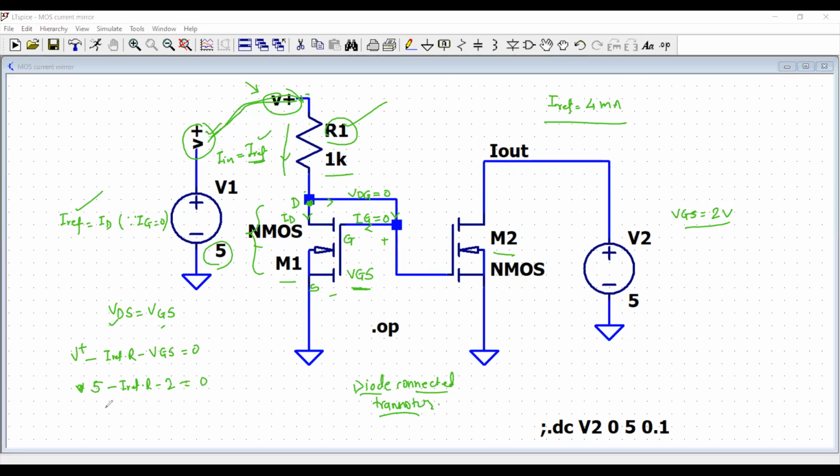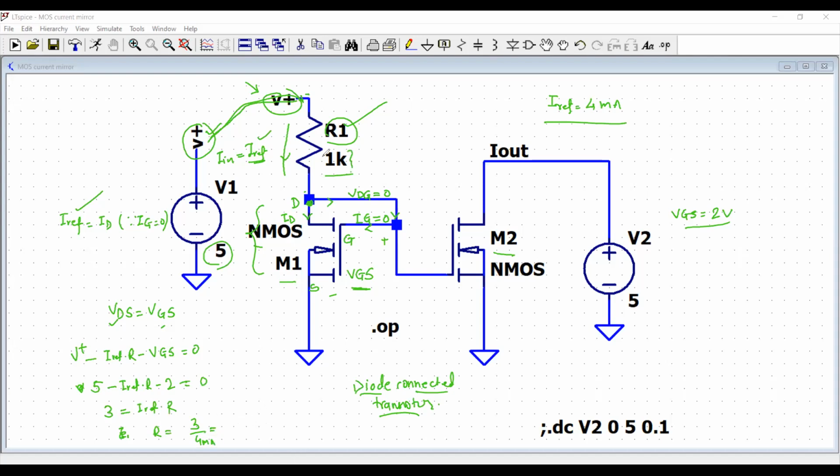Right here, it will be 3 equals I reference times R, and therefore, since I reference is given, R would be equal to 3 divided by 4. And accordingly, this 3 by 4 will be the value of the resistance that you need to choose. This is for 4 milliampere.